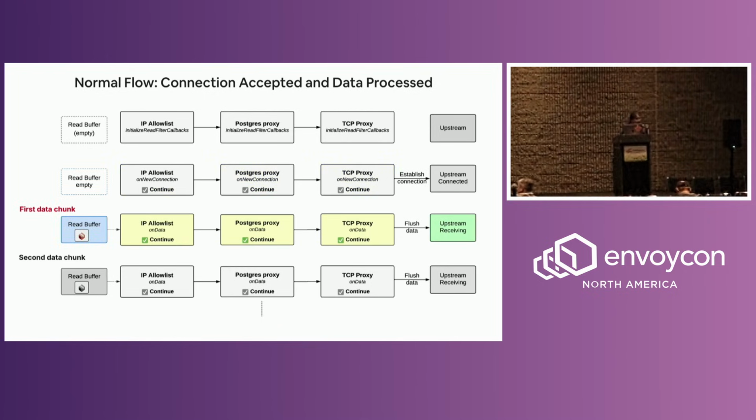Next, the first chunk of data arrives. The IP allow list filter and Postgres proxy did whatever they needed to do. Then the TCP proxy is called and the data is flushed to the upstream. And after this, the read buffer will become empty again. Now, when the second chunk of data arrives, the same process continues and our data continues to be proxied from the downstream to the upstream. Most of the connections that you will see in Envoy go through something like this during the network filter iteration phase.